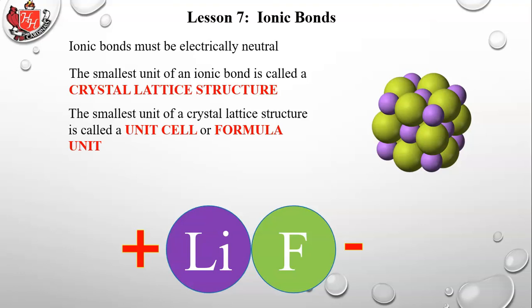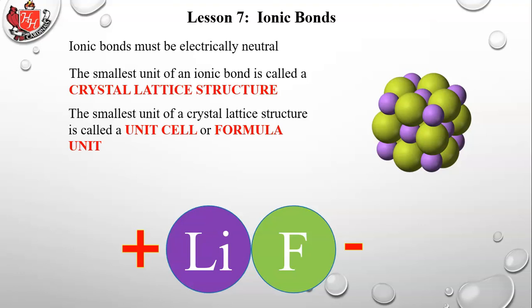So the smallest unit of a crystal lattice structure is called a unit cell or formula unit. So in the case of lithium fluoride, if this is lithium fluoride, there's one lithium for every fluorine. So you'll notice one purple sphere for every green sphere. It's a one-to-one relationship. What you'll notice though is if you look at that purple sphere in the front, in the middle, which green sphere does it belong to? The one on the top, the one on the bottom of it, the one to the left side, the one to the right side? The answer is it belongs to all of them.